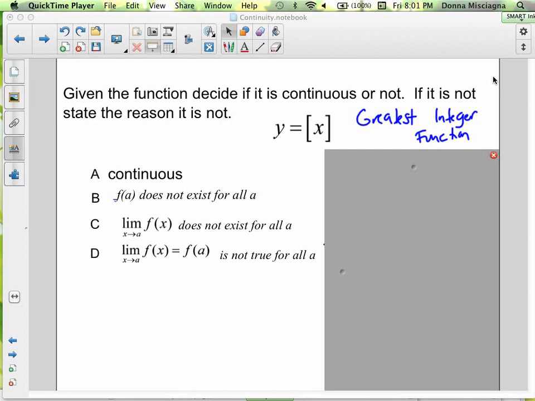And this is sort of a hierarchy. So if a function doesn't exist for all a, you're not going to be concerned if the limit exists or if the limit is equal to the value of the function, because your function is not defined for all values. So if your function is not defined for all values, you stop there. If the function is defined for all values, but the limit does not exist for all values, you stop there. So if the limit doesn't exist for all values, it's certainly not going to equal the value of the function for all values. If you meet the first two, then you go to the third one.